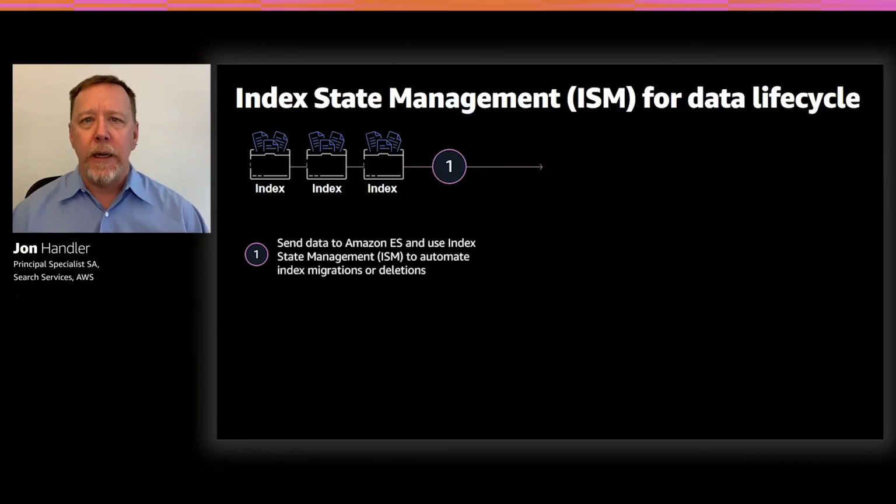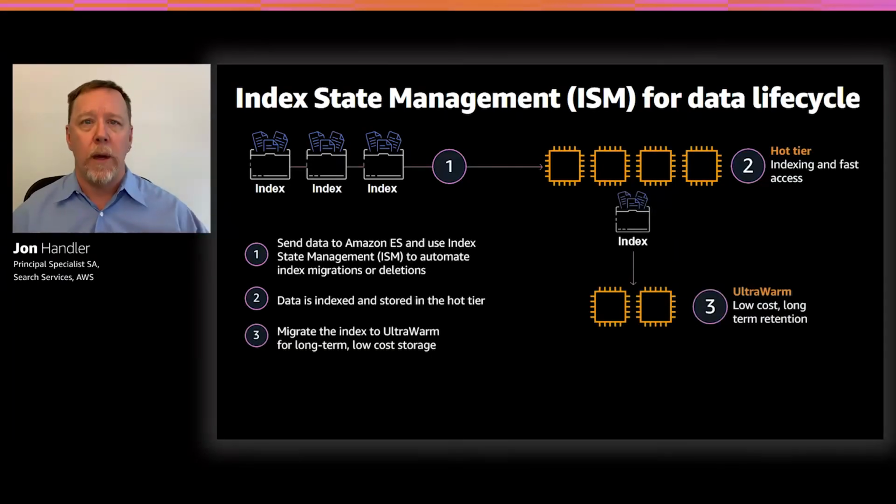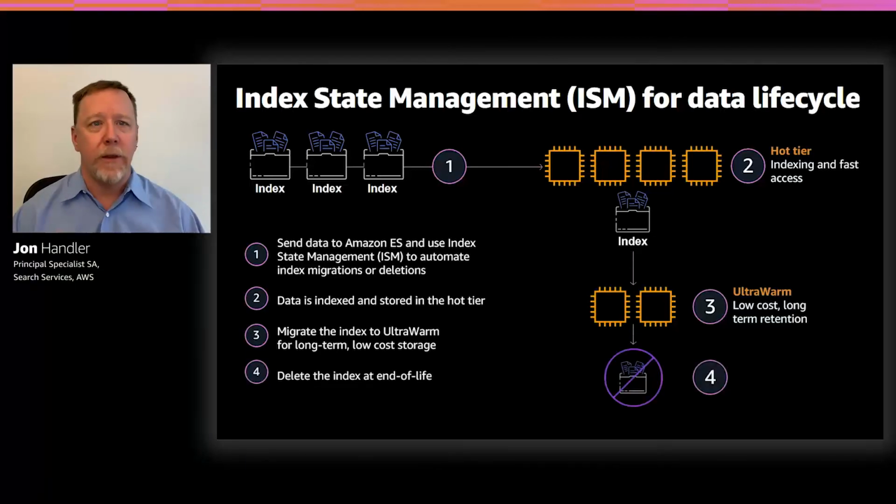Index state management enables you to automate the lifecycle management of the data in your Amazon Elasticsearch Service domain. You write a little JSON document that is basically a finite state automaton that moves your data through the various states in its lifecycle. So again, you're sending data into Amazon Elasticsearch Service. It will be indexed on your hot tier. In your ISM policy, you'll specify that you're going to move that data to UltraWarm at a certain time interval, usually 7 days or so. You retain it in there for usually something like 30, 60, 90 days, and then your policy specifies that that data should be deleted at the end of that time frame.